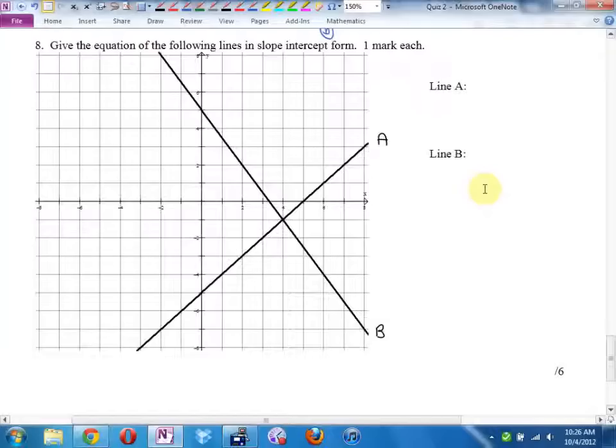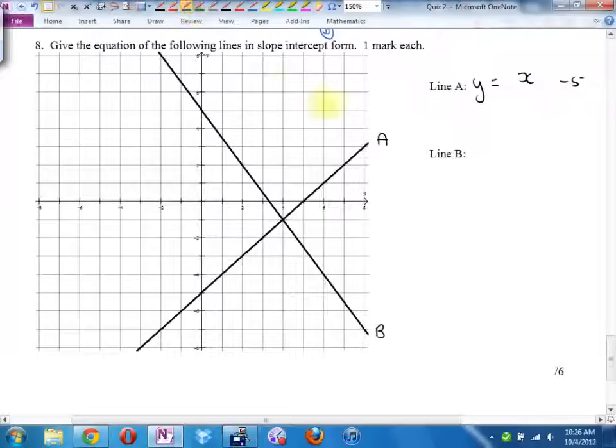Okay. Line A, first thing I want is the y-intercept. Negative 5. What's the slope? Up 1 over 1. You know what? It's 1x minus 5. Half mark for the... Oh, do I need to put the 1 there? You can. It's not wrong. Anyways, half mark for having that. Half mark for the y-intercept.